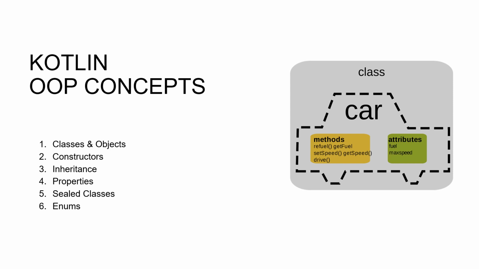Constructors initialize objects. Inheritance facilitates code reuse. Properties simplify variable handling. Sealed classes restrict inheritance, and enums offer a concise way to define a set of related constants. So these features collectively enhance code organization and expressiveness in Kotlin applications.